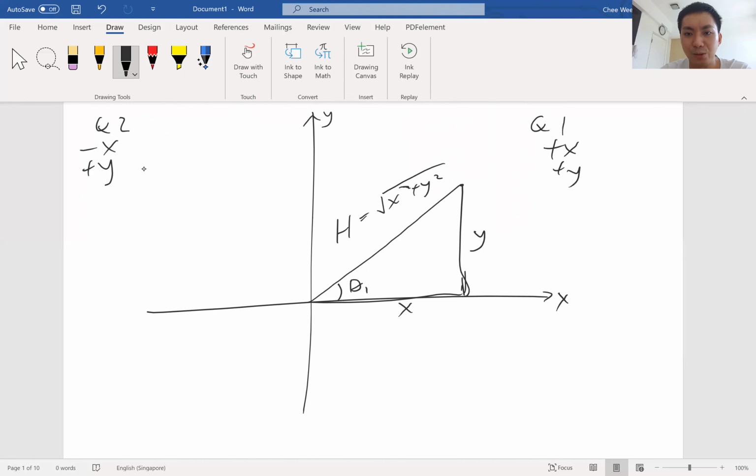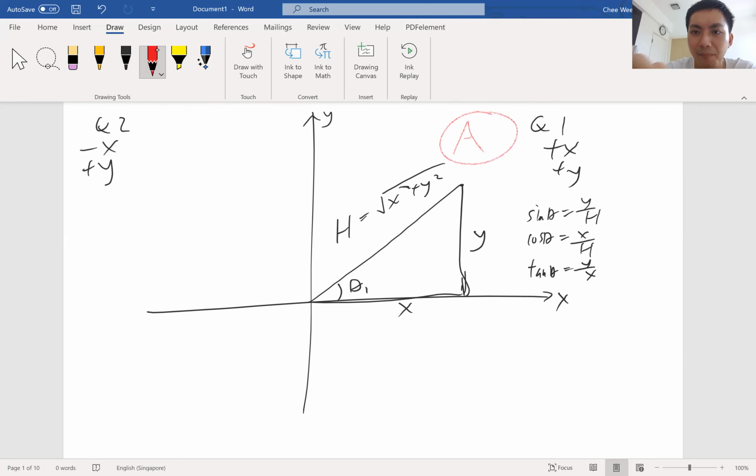So for example, sine theta is equal to y over h, which must be positive because both y and h are positive. Cosine theta is x over h, which must be positive also. And tangent theta is equal to y over x, which must be positive also. So all three ratios are positive. So Q1 has got a short-term label of this guy, A. All trig ratios are positive here.